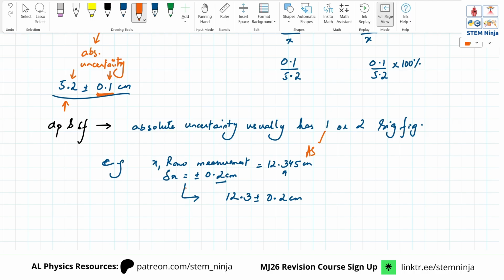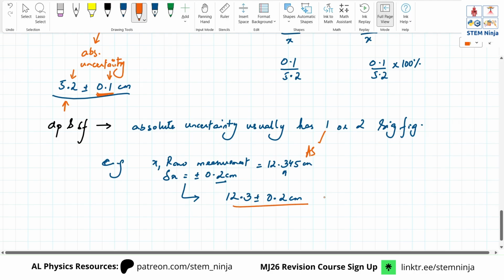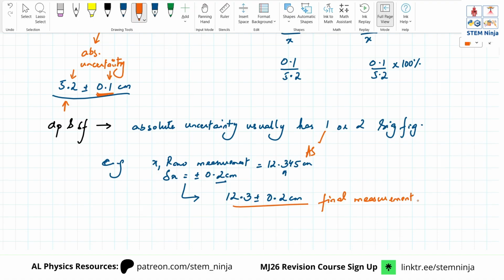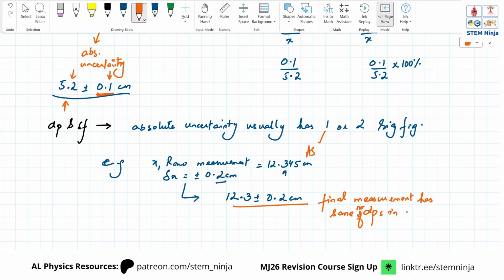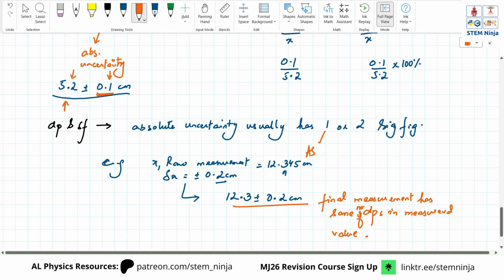So the final measurement, or reported measurement, has the same number of decimal places in the value, mean value, or whatever this value is, the measured value, and the uncertainty.